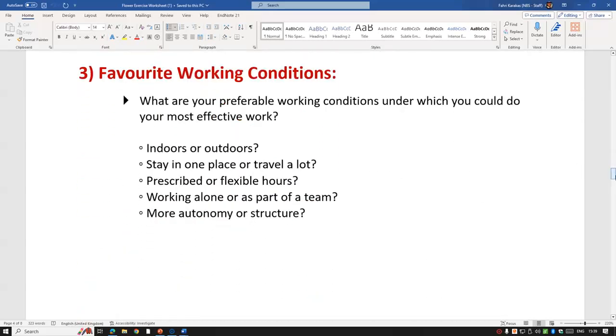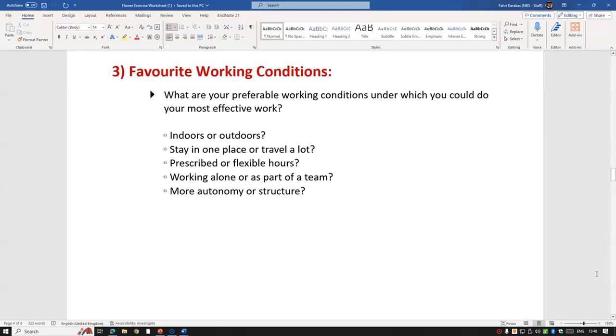Favorite working conditions. Which one do you prefer? Indoors or outdoors? Why? Stay in one place or travel a lot? Prescribed or flexible hours? Alone or part of a team? More autonomy or more structure? Which ones and why? Okay. So again, capture quickly your initial ideas.